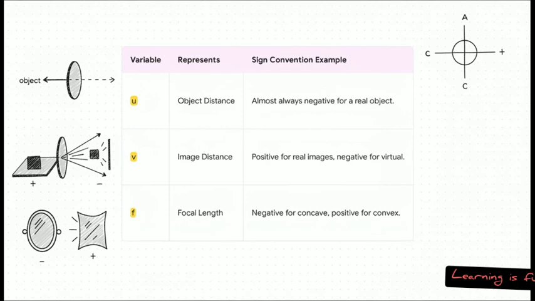Now here's the catch. To get this formula to work, you have to be super careful with your positive and negative signs. It's all part of a system called the Cartesian sign convention, and honestly, it's the secret to getting the right answer. So let's break it down. For V, the image distance, a positive number means you have a real image, one you could actually project on a screen. A negative V means it's a virtual image, like the one you see behind your bathroom mirror. For the focal length F, it's negative for concave mirrors that bring light together and positive for convex mirrors that spread it out. And U, the object distance, well, for a real object, it's pretty much always negative. Getting these signs right isn't just a suggestion, it's absolutely crucial.